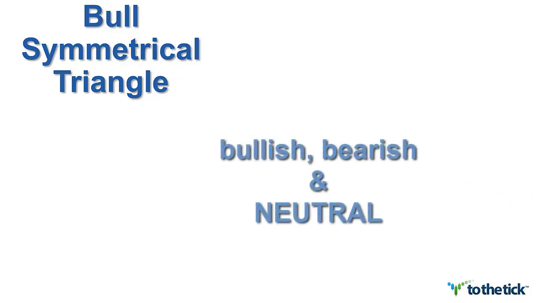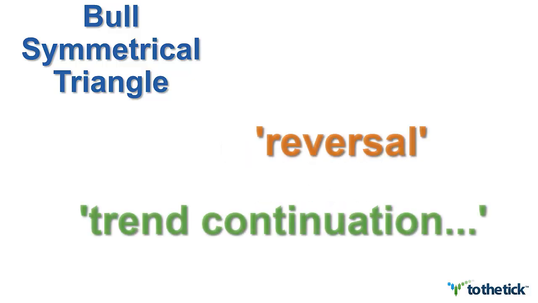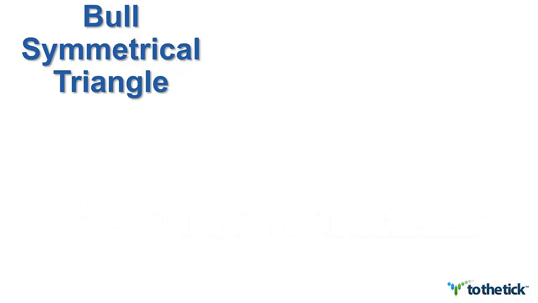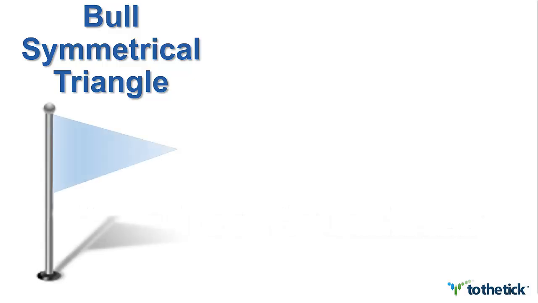Now, symmetrical triangles are one of the few price patterns in technical analysis that can be considered bullish, bearish, or neutral. Typically, triangles can be seen as trend continuation patterns, but they also can be setups for reversals. Today, we will focus on recognizing the symmetrical triangle, what does it look like, and then how to trade the trend continuation setup. Now, this image represents a symmetrical triangle attached to a pole.